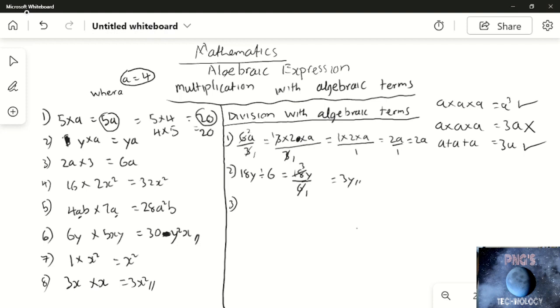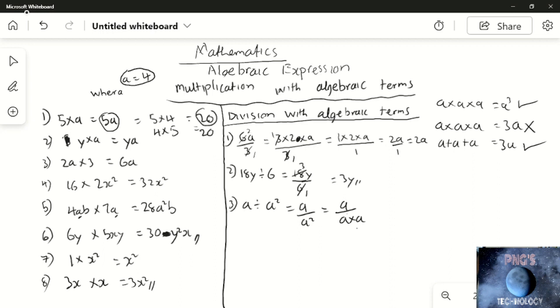In question 3, they're giving us a divided by a squared. A divided by a squared. Noting this in a fractional way, we can see this is a all over a squared. Remember I told you when a number is raised to a power, you have the number appearing by the power in multiplication form. So I can say this is a all over a times a, right?